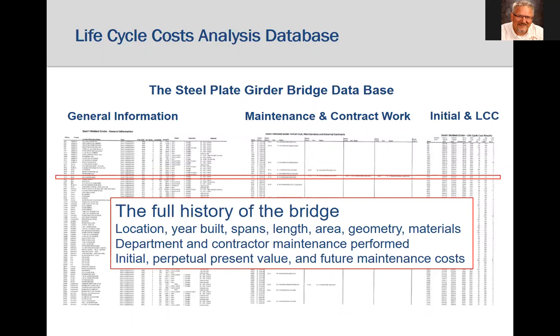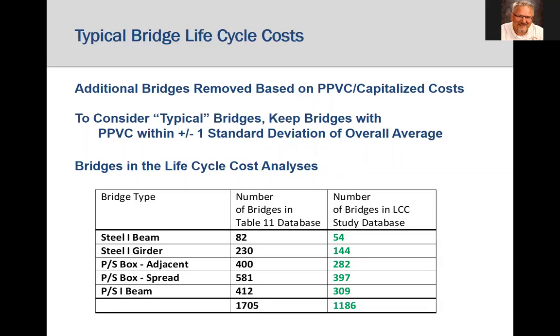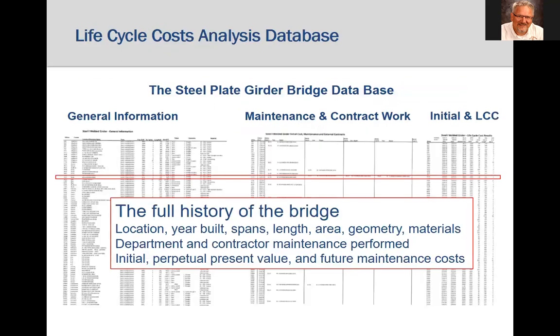So with these about 1,200 bridges, a database was organized by bridge type in 3 Excel worksheets for each type. The first worksheet was the bridge information with location, year built, number of spans, bridge length, deck area, geometry, and bridge materials. The second was the department and external contractor maintenance performed on the bridge with costs and dates. And the third was the initial and the life cycle cost results.